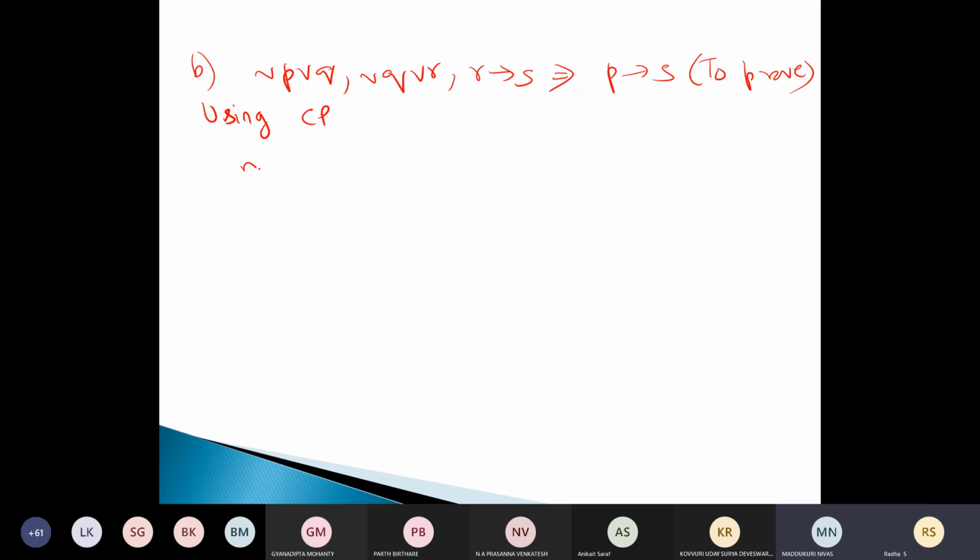okay, what I'll do is, it is enough to prove, comma R tends to S. What should I assume? Extra premise? What should be my extra premise along with this? P. P, ma'am. And I should prove only S is true.